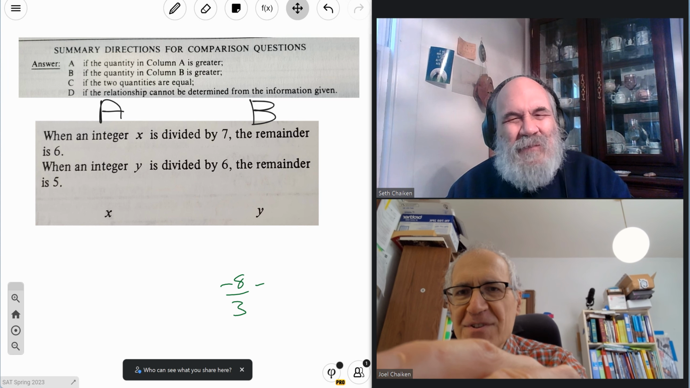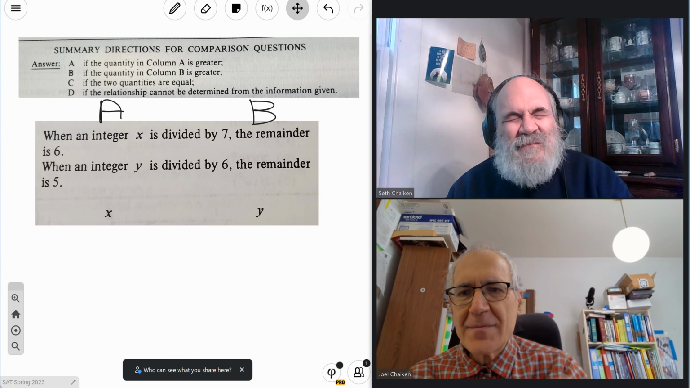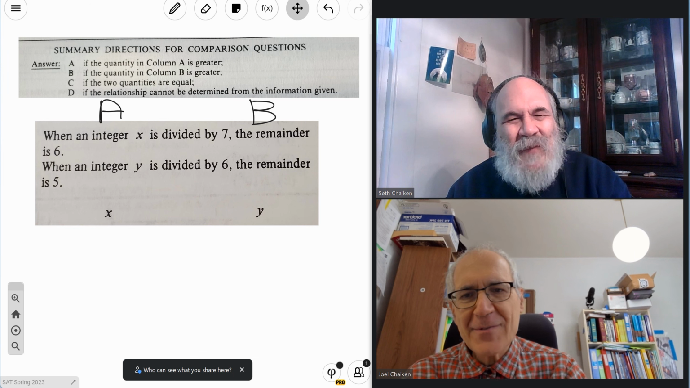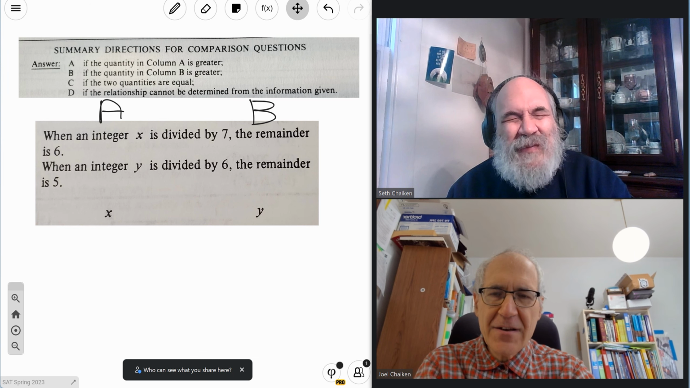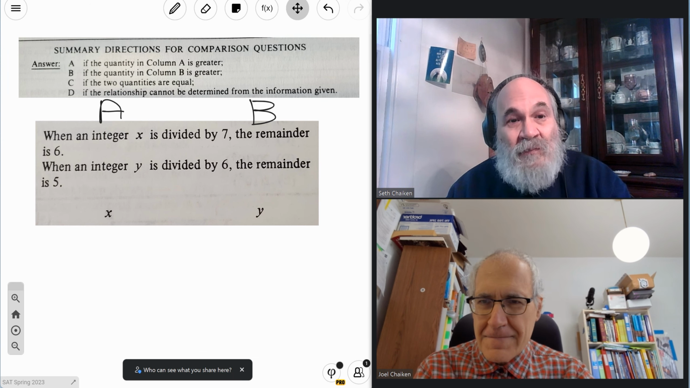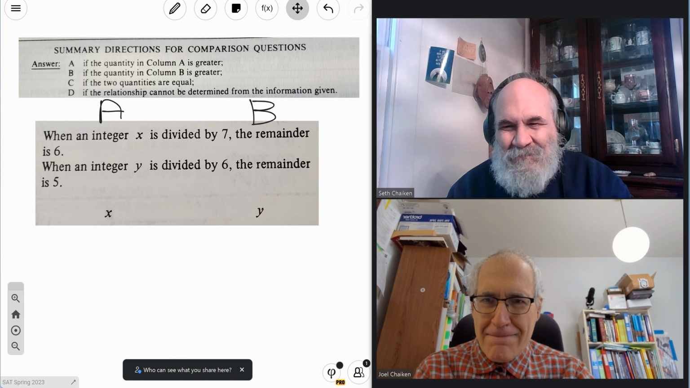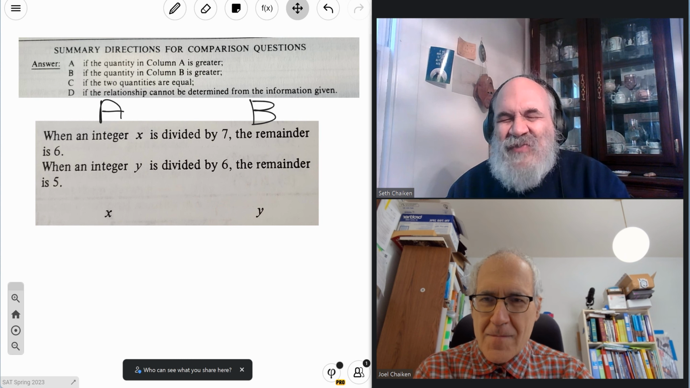First, do it assuming x and y are positive, because that's probably what they intended. But anyway, go ahead. Okay, so x is an integer which, when divided by 7, the remainder is 6. Now, what's the range of sizes of x? What can x be?